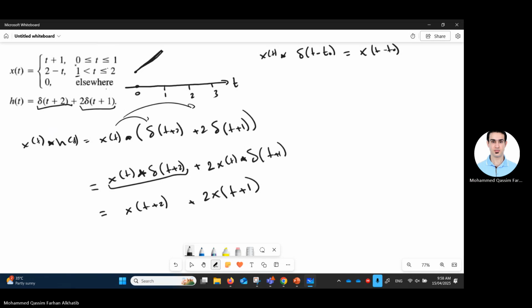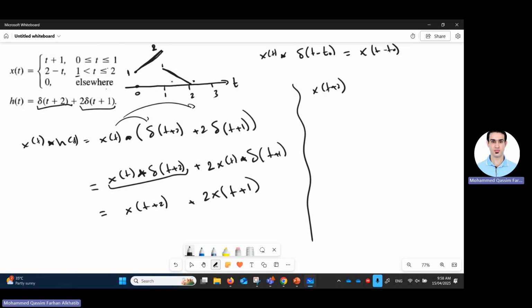T. So that's a 1 and that's a 2. So I'm getting a 1 here. And 2 minus 2, that's a 0. That's it. So I'll keep the key points to avoid confusion. So that's my function. Let's first find x of t plus 2.